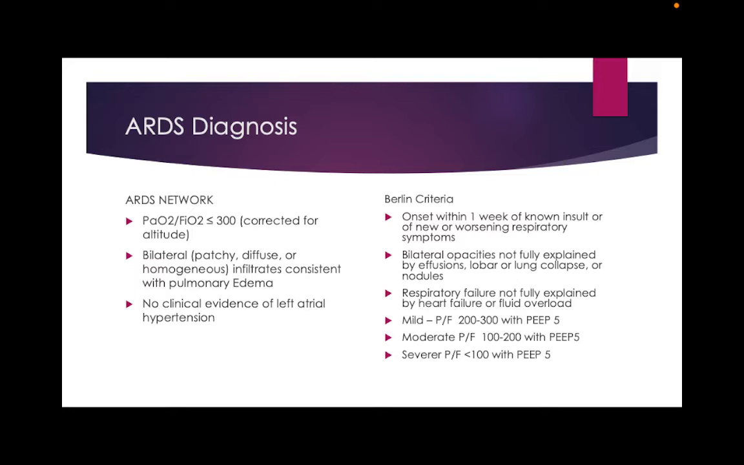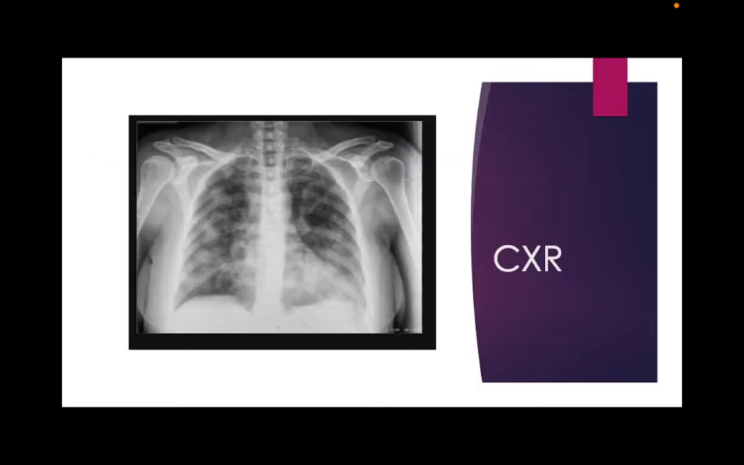Anybody got a calculator? Oscar's going. 77. Is that less than 300? Yes. So we are meeting the ARDS Network criteria number 1. Bilateral diffuse infiltrates that sort of look like pulmonary edema. Did our x-ray look like that?